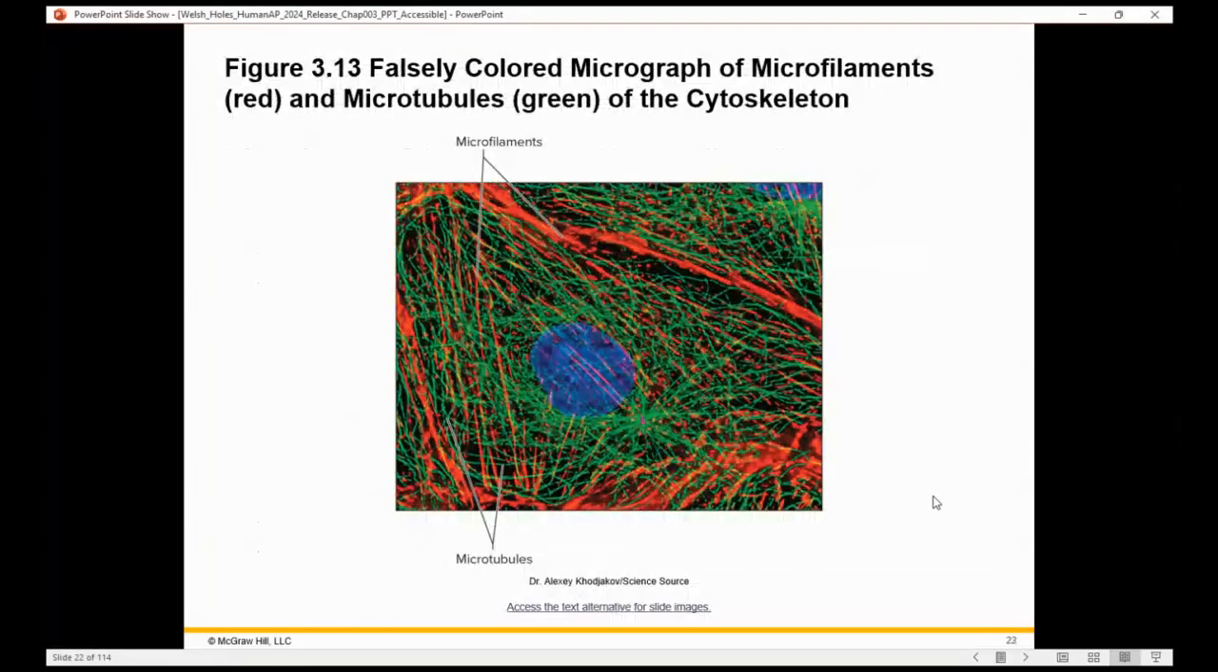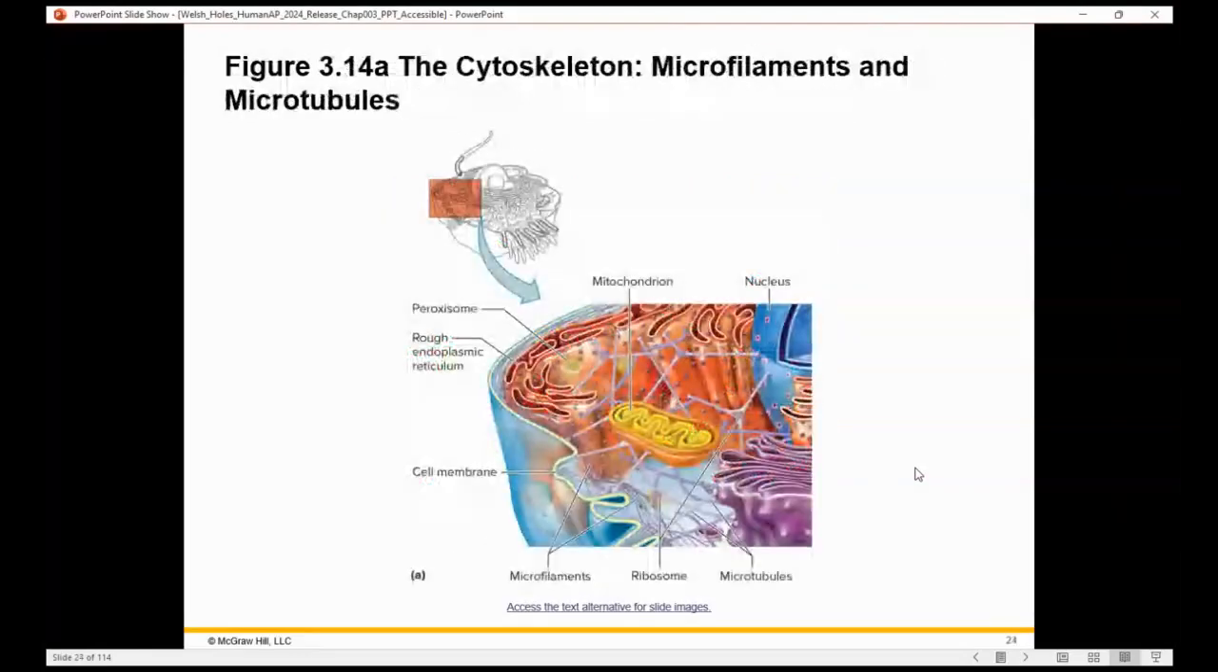Here we have an electron micrograph in color of microfilaments and microtubules. Okay, here we have a three-dimensional picture of these constituents. See the microfilaments here.